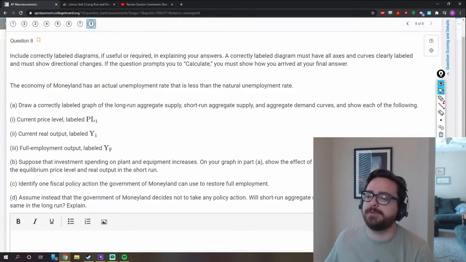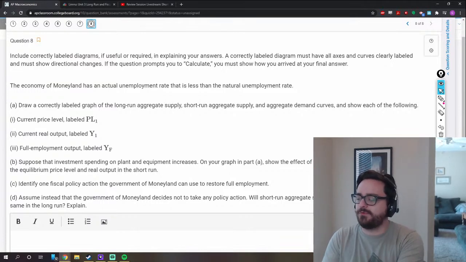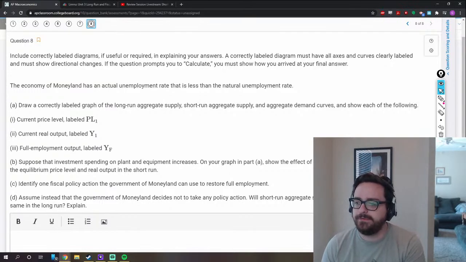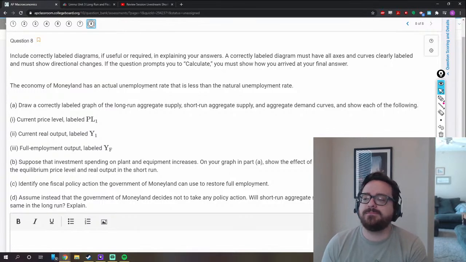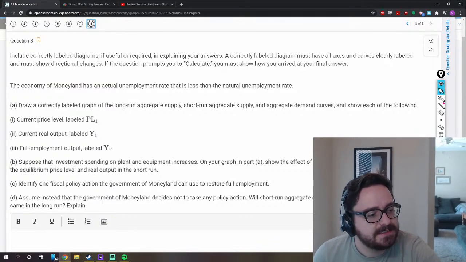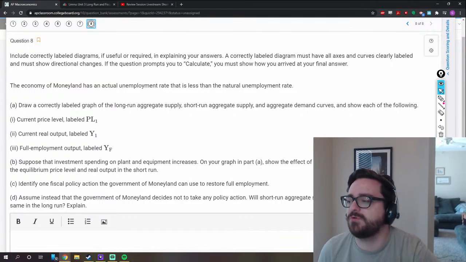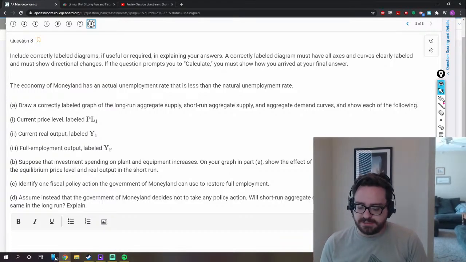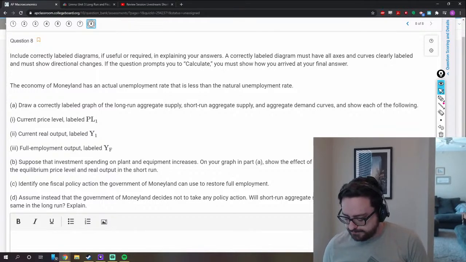Freaking College Board. Okay. Has an actual unemployment rate that is less than the natural unemployment rate. Ooh, okay. So what does that mean? Let's translate that. Their current level of unemployment is less than the natural rate of unemployment. Less makes it sound bad, but they're saying that there's less unemployment than there is supposed to be. Okay, so how do I graph that? Because they're telling me to graph aggregate demand, aggregate supply, long-run aggregate supply. They want the full graph here.